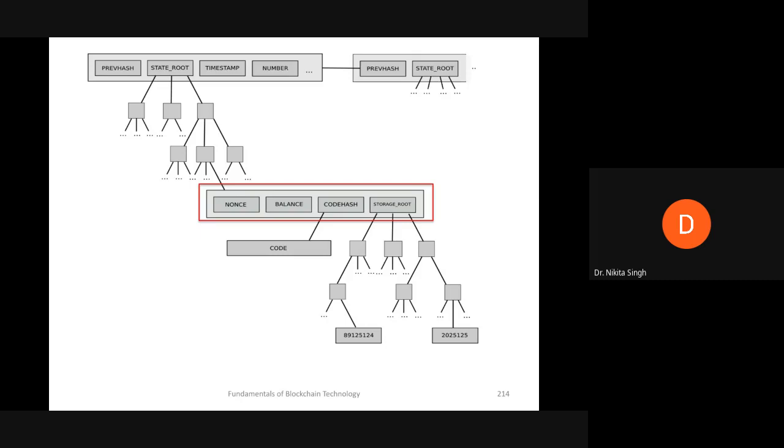Next, we have a storage trie. Storage trie means this is a data structure which will store every contract's data that is present. So every Ethereum account has a storage trie. Whatever operations, whatever data you store on your storage on your account, that is present on the storage trie.